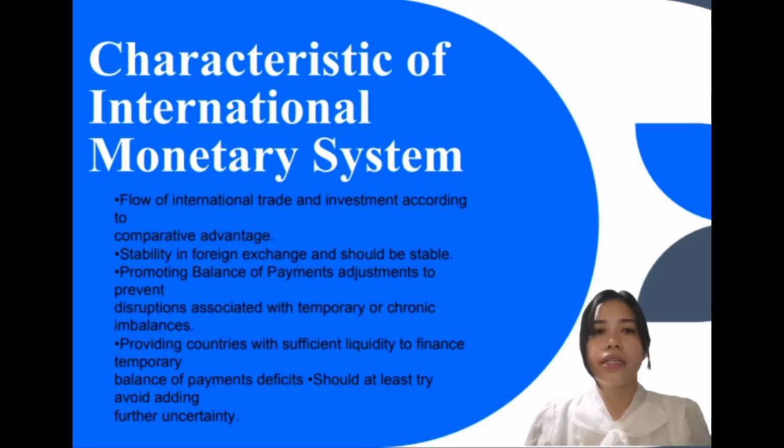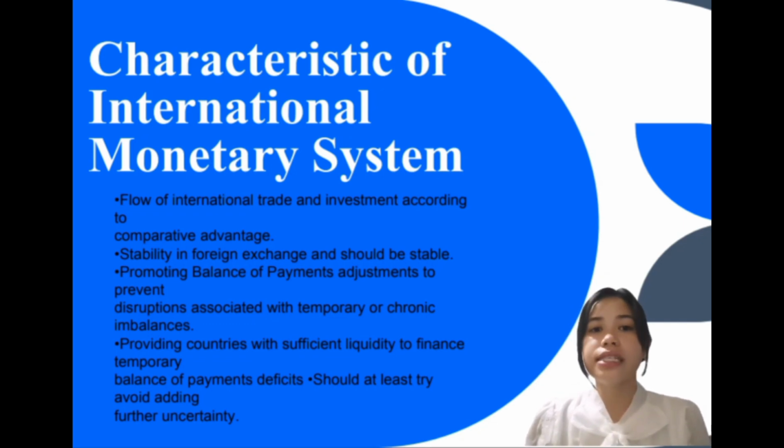For example, in exchange rate policies, countries can adjust their exchange rates to correct imbalances. For instance, if a country has a trade deficit, it can devalue its currency to make its exports cheaper and imports more expensive, thus promoting exports and reducing imports to improve the balance of payments.